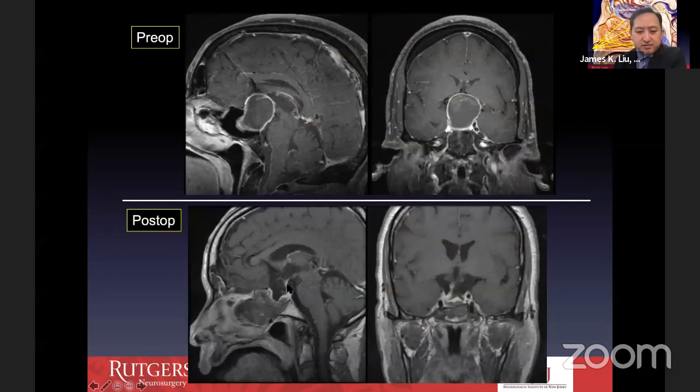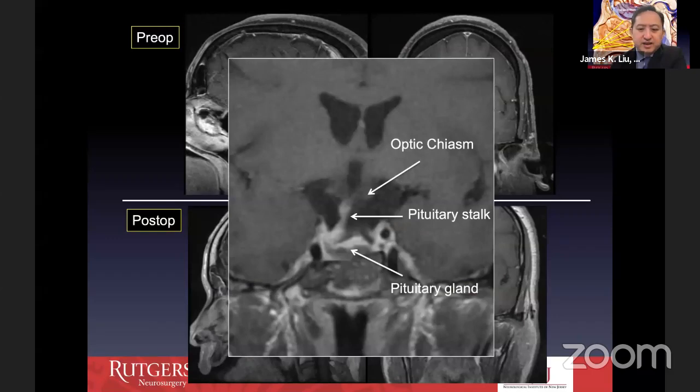Here you can see the immediate post-op MRI. The stalk and the gland here has been preserved. The chiasm's been decompressed, and he had normal pituitary function post-operatively. Again, here's the chiasm, here's the stalk, and here's the gland.